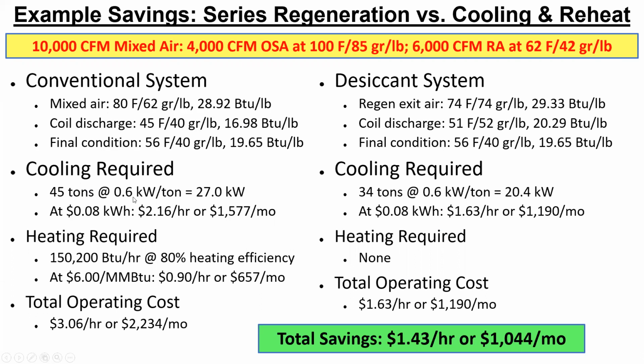Let's assume the COP is 0.6 kW per ton. We're talking about 27 kW, and with 8-cent electricity cost per kWh, we are talking about $1,577 per month. We also need to heat it in a conventional system, because we dropped the moisture down to the desired level. Now we heat it to a desired temperature before we put it into the space.